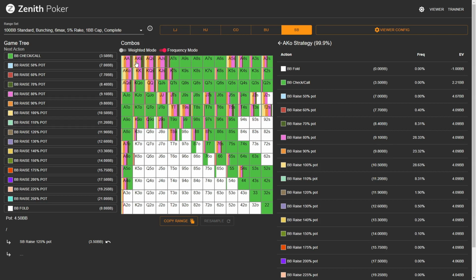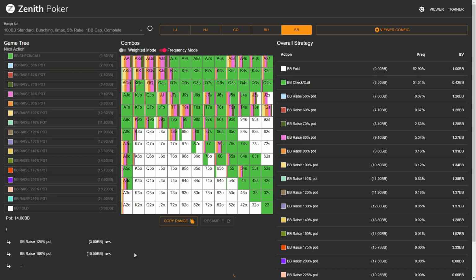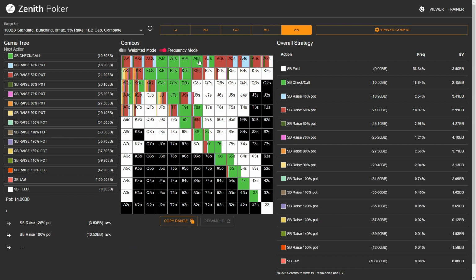So slightly bigger sizes are being used by ace-king offsuit compared to ace-king suited, and similarly ace-queen offsuit compared to ace-queen suited. It's a subtle thing, but a lot of the slightly bigger sizes will deviate towards ace-king offsuit. It benefits tremendously by just getting more money into the pot pre-flop and playing against those dominated aces and kings in the calling range.